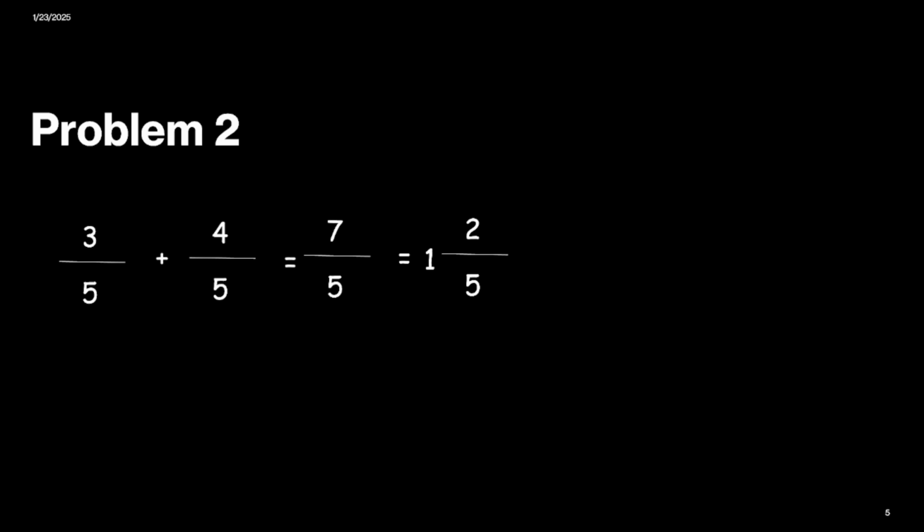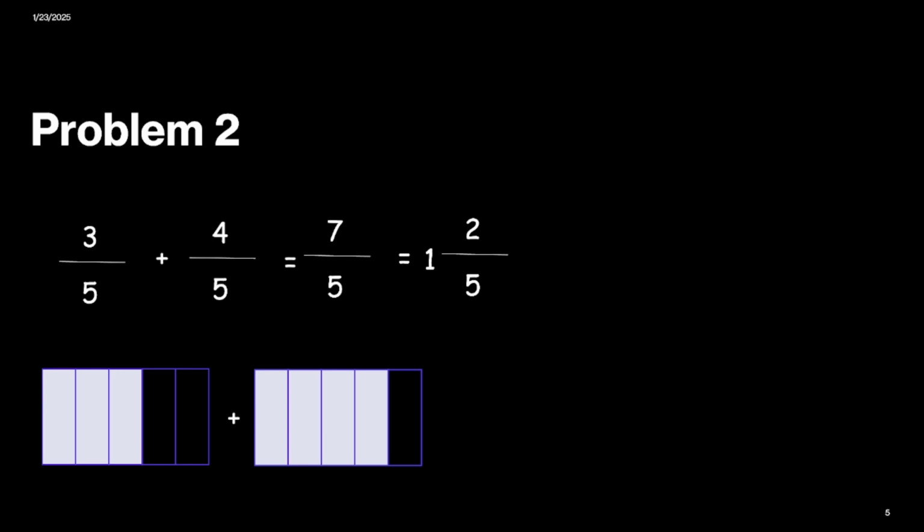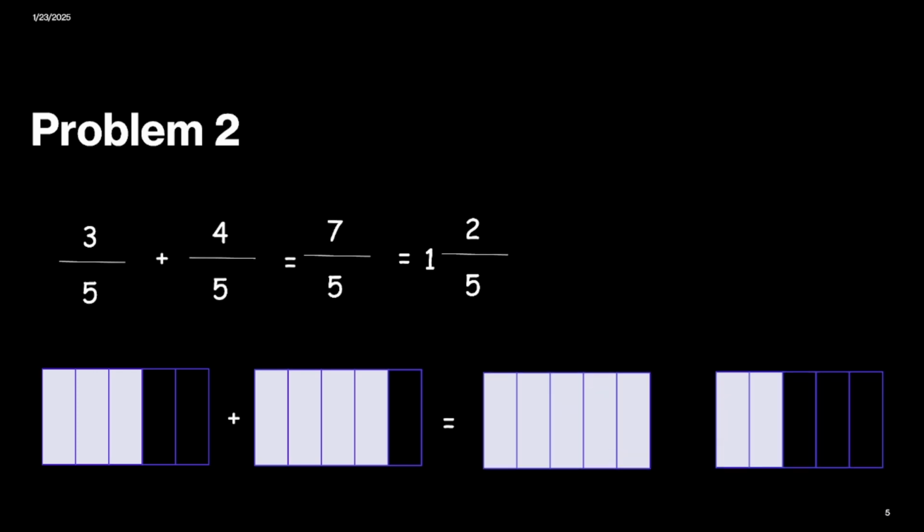Now to write it in terms of a diagram, here's a visual. We have 3/5 for the first diagram, and then 4/5 for the second diagram. Add them together, and you're going to see that we have 2 boxes. The reason we have 2 boxes is because, like we said before, we have 7/5. So we have 2 boxes with 5 parts split equally. You can see here that one represents 5/5, or one whole box.